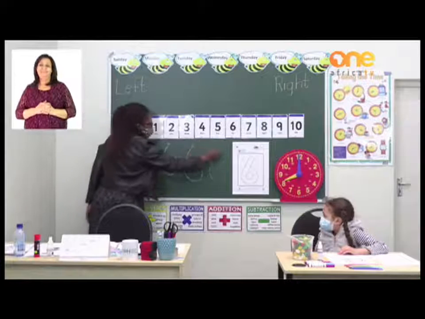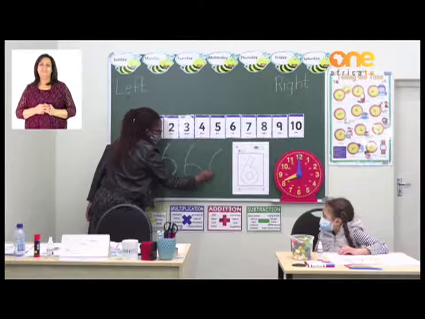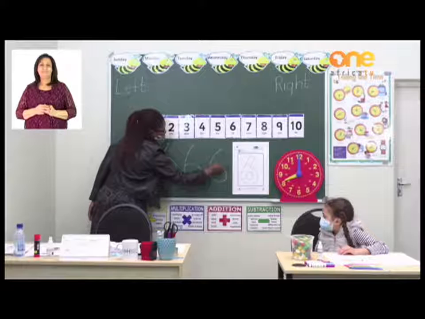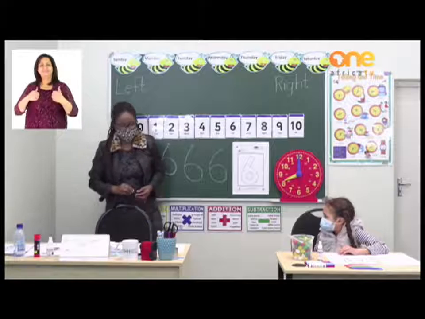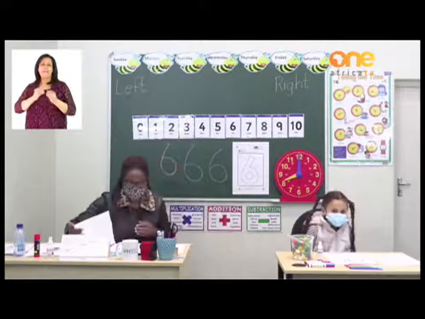Let's do it once more. We start from the top, we go down, curly around its body, and we go just like that. Well done, boys and girls. That is how we form number 6.